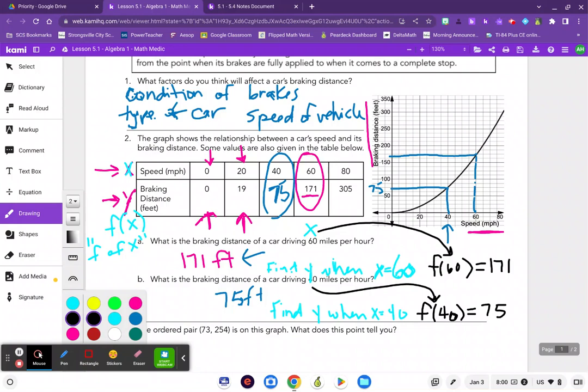And so it turns out that we have this x. That's what I'm going to put into my function. And then this y. That's the answer that I get out. X, that's what I'm going to put into my function. Y, that's the answer that I'm going to get out.